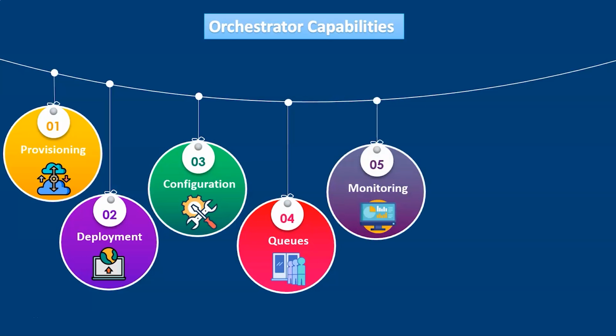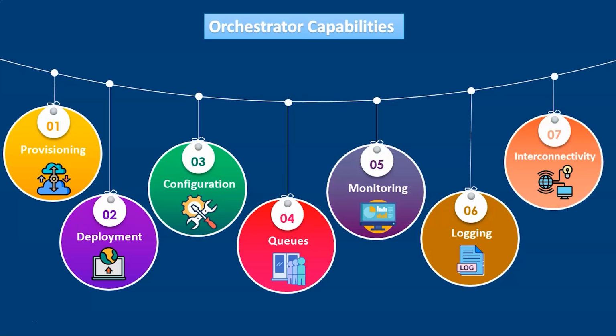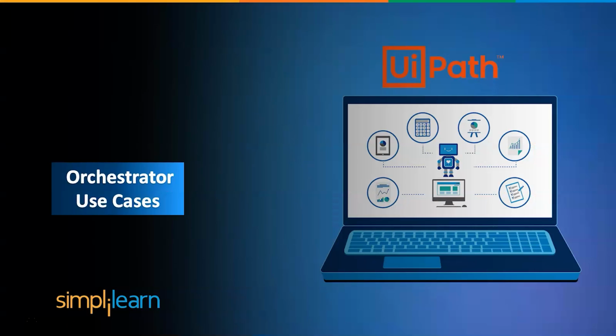Monitoring. Monitoring manages user permissions and keeps track of robot recognition details. Logging. Logging logs are stored and indexed in a SQL database. Interconnectivity. Interconnectivity functions as a centralized contact point for third-party solutions or applications.